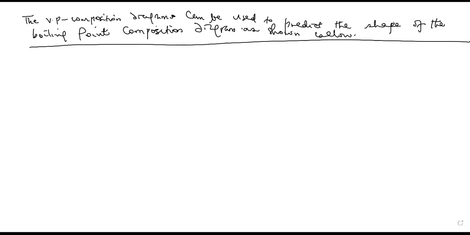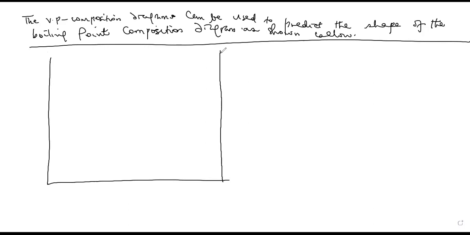Now, with the boiling point, we shall not use vapor pressure, but temperature. So we shall have the temperature axis this time round, because we're looking at the boiling point composition diagram. We have temperature in degrees Celsius, and this side we still keep the composition, or the mole fraction. This is B, the mole fraction of B.